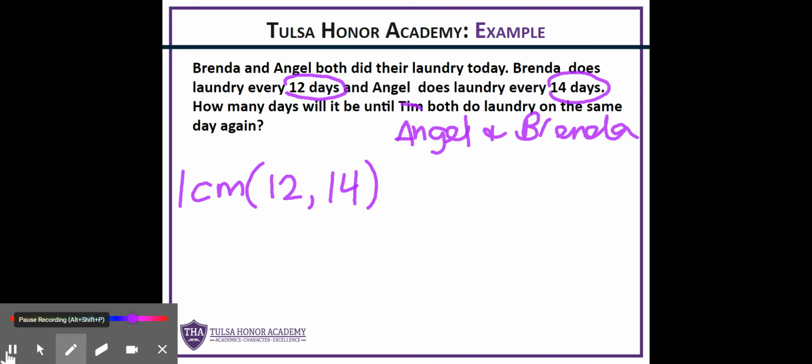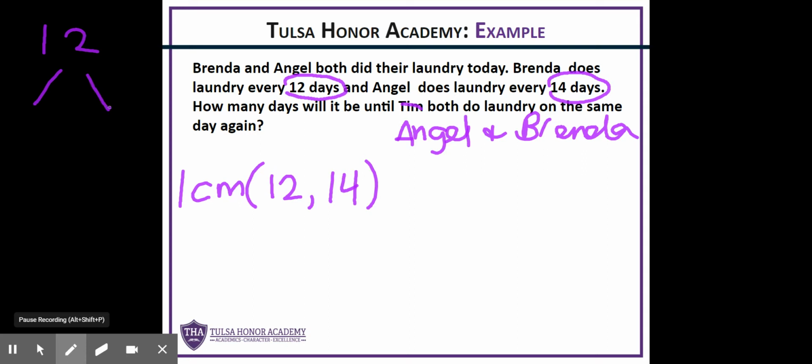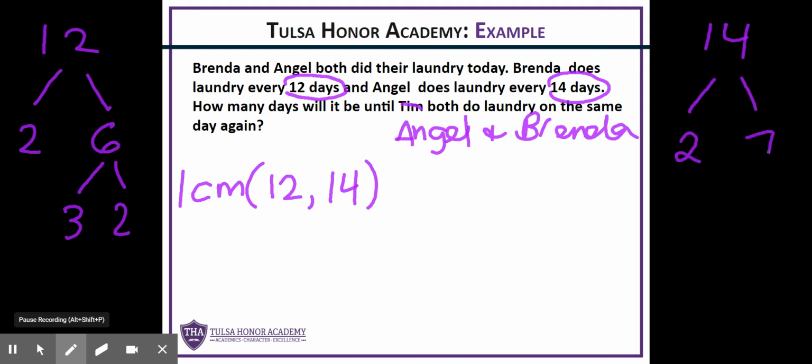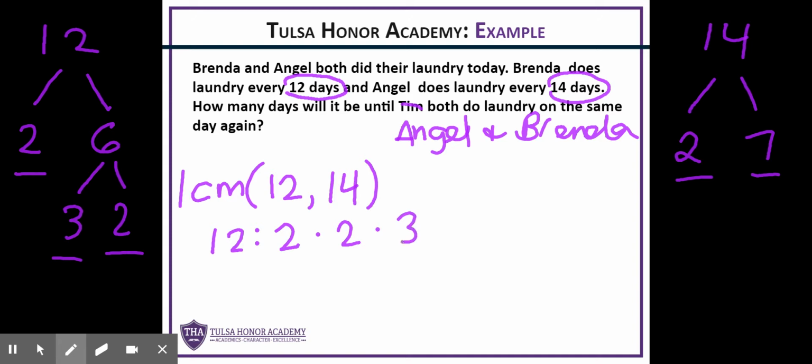So what we're going to do is we're going to factor out both numbers. So I'm going to factor out the 12 over here. So we go 2 and 6, factor out 6, 3 and 2. And then over here 14 is simple, just 2 and 7. So we need all of these in our answer, but we're looking for the least common multiple. So we're going to list out 12s. So 12s is 2 times 2 times 3. And then 14 is 2 times 7.